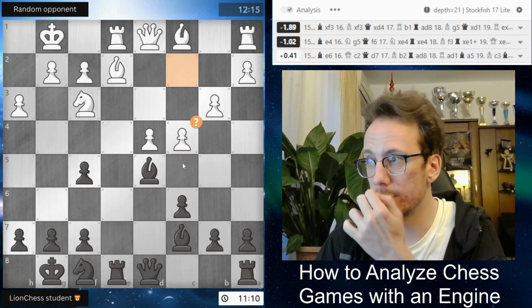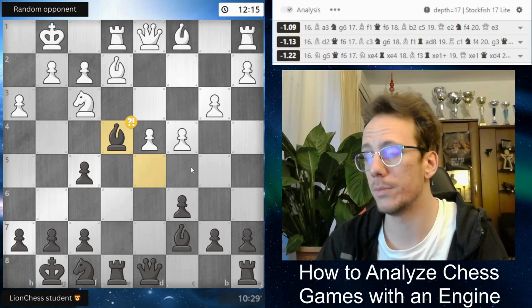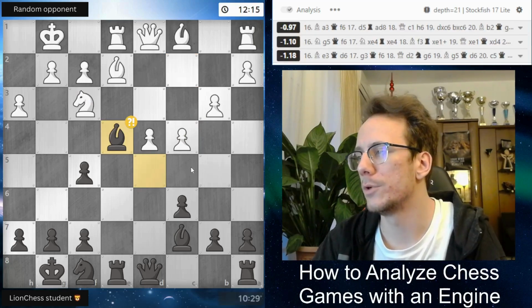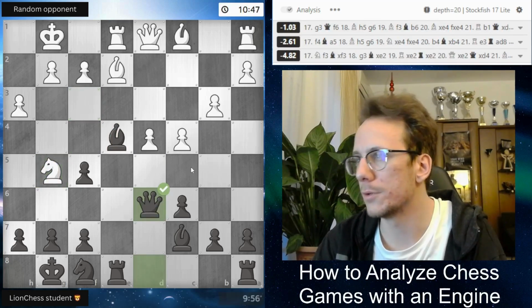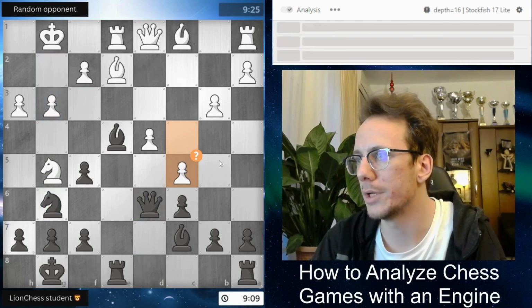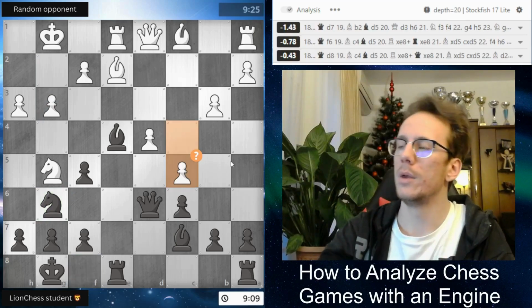So c4 was a mistake because of this possibility. But black did not take advantage of it. Bishop e4 was played and the game just continues. So slightly missed opportunity, that's okay. Okay, let's see our next mistake or inaccuracy. Okay, again, our opponent makes a mistake, c5. Why is this a mistake?